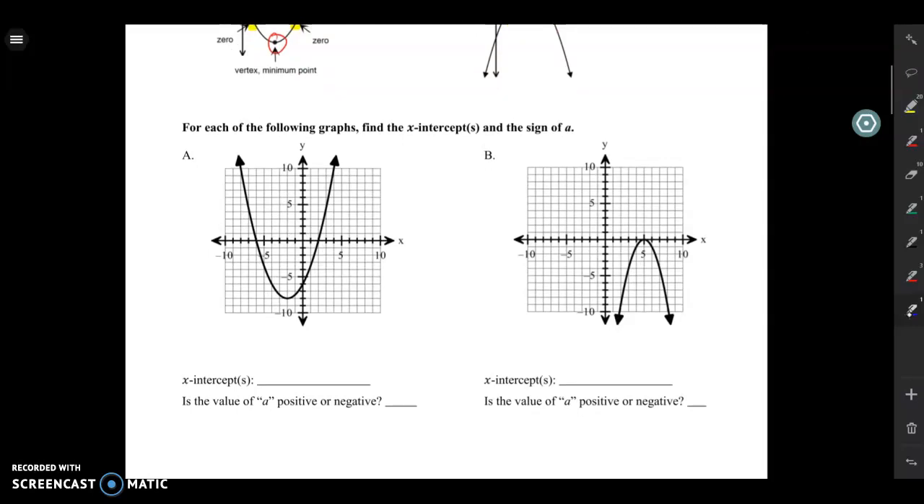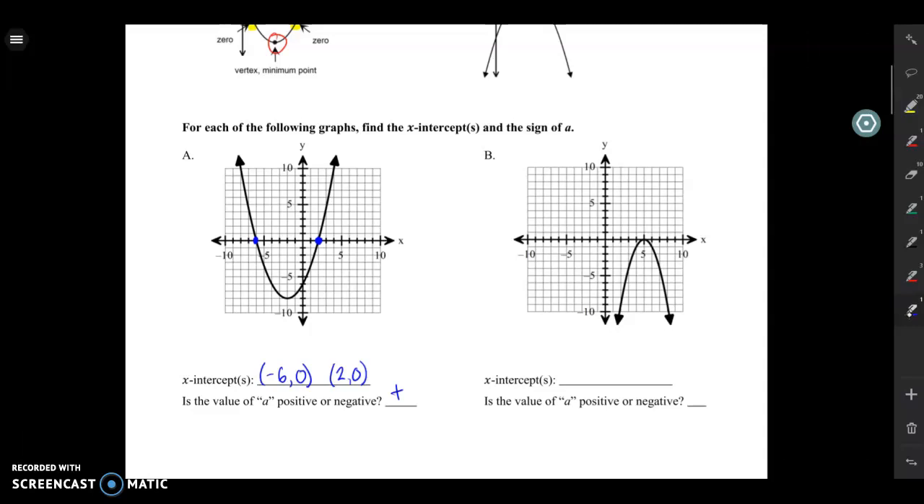So let's take a look at example A. If we're looking for x-intercepts given a graph, we're just looking for those points where the graph is crossing or just touching the x-axis. And as I write my x-intercepts, I always want to write them as ordered pairs. So it's always going to be an x value and then a 0. Don't forget your parentheses around your point as well. It's also very easy to tell from a graph whether the a value is positive or negative. In example A, since the parabola is opening up, a is positive.